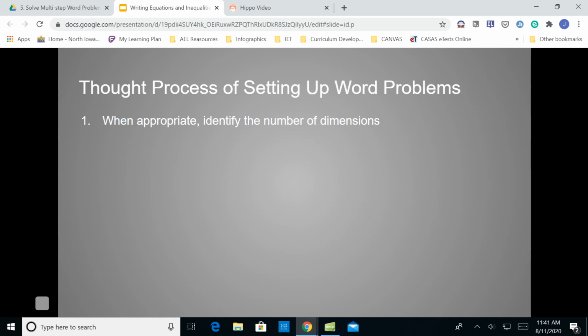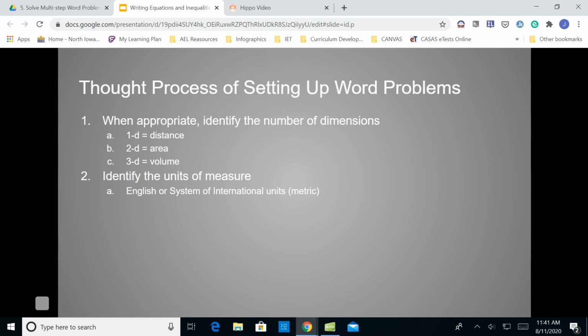Kind of at the same time as figuring out if I'm working in one dimension, like distance, two dimensions, like area, or three dimensions, like volume, I'm also going to be looking at what type of units I have. Am I dealing with typical units of measurement, like the English system or the international system? Most of you probably know that as the metric system. Or do I have something that's more like a description of the values? Population, apples, jars of peanut butter, I don't know, just a description.